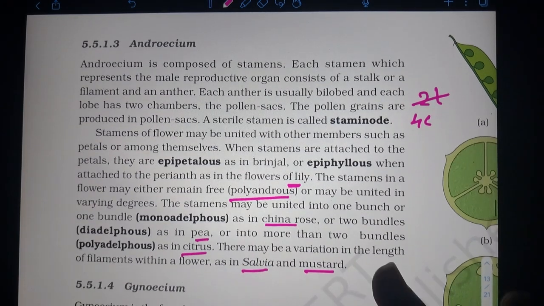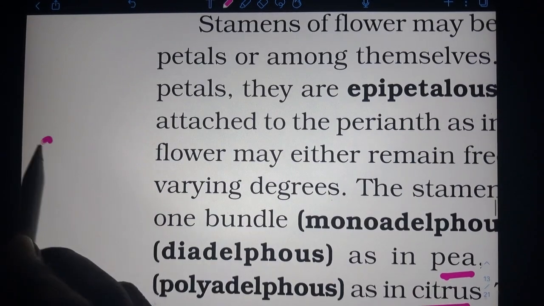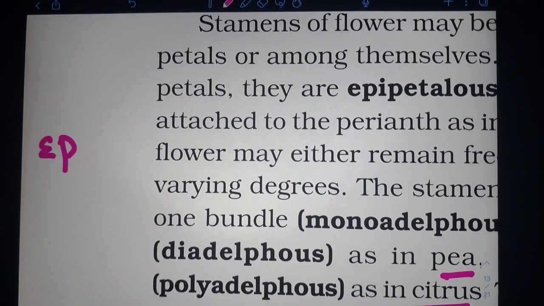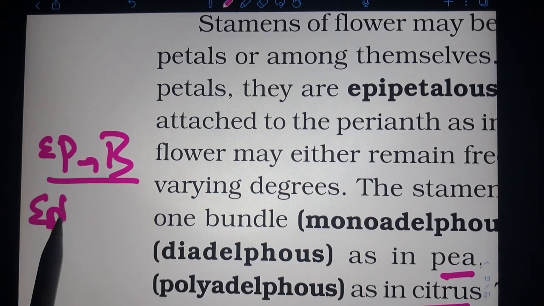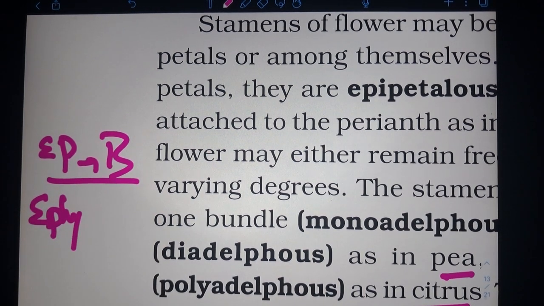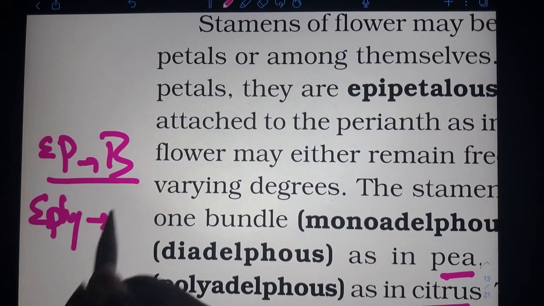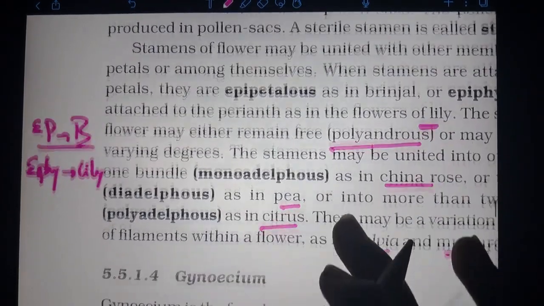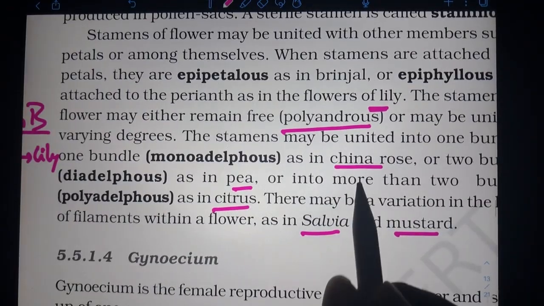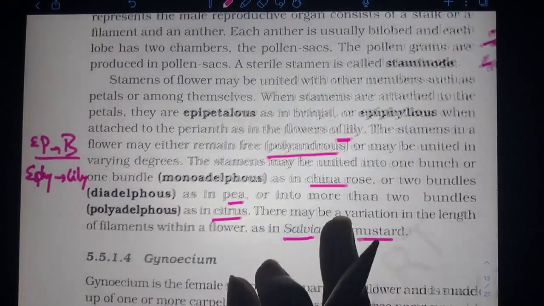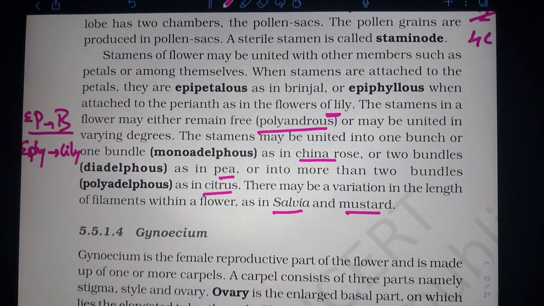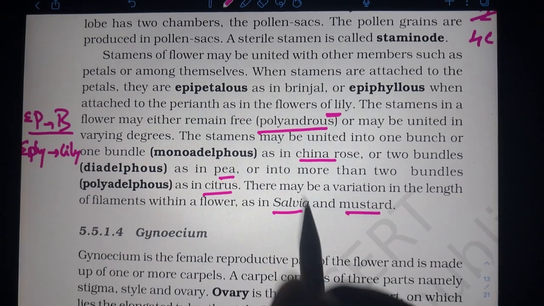Okay, let's see this. Epipetalous, the stamens are attached to the petals, so the example is brinjal. And epiphyllous, the stamens are attached to the perianth. You can see this in lily. Okay, next, monoadelphous, the example is China rose. Diadelphous, the example is pea plant. And polyadelphous, the example is citrus. Okay, and the variation in length of the filaments in the flower is seen in salvia and mustard.